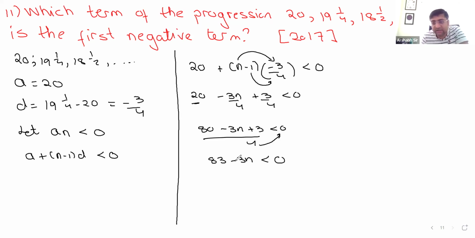अब देखो till here everything remains the same. Now if you were to solve this equation, आप 83 को उधर लेके जाओगे कि minus 3n को उधर लेके जाओगे? What do you guys normally do?